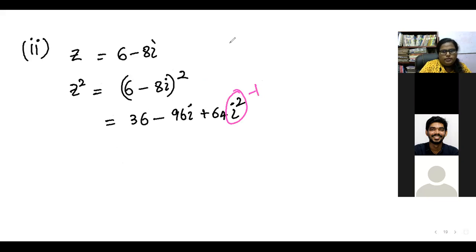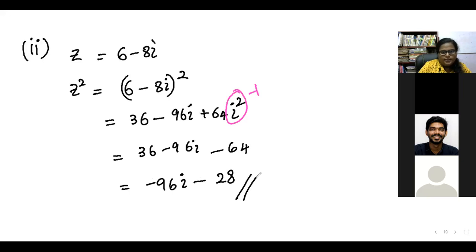So we can simplify this one as 36 minus 96i minus 64. So we can go for the result as minus 60i, sorry, this one is 96i, right? So it is minus 96i minus 28. So this is the Z square complex number. You know that by taking the square of some complex number, it also comes out as another complex number. So this is the Z here.